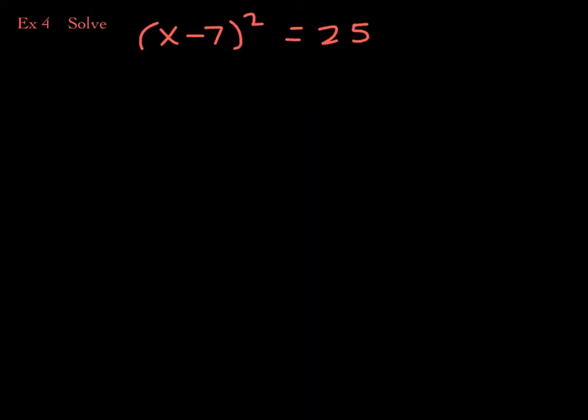This one says x minus 7 quantity squared is equal to 25. Now, we're going to use the square root property here because this squared expression, x minus 7 is being squared, this squared expression is already isolated. So it's like it's set up already for the square root property. So what I'm going to do is take the square root of both sides.